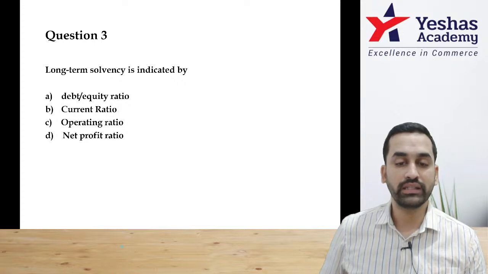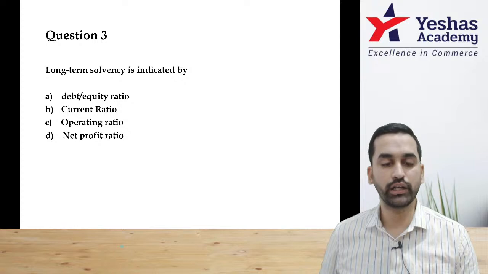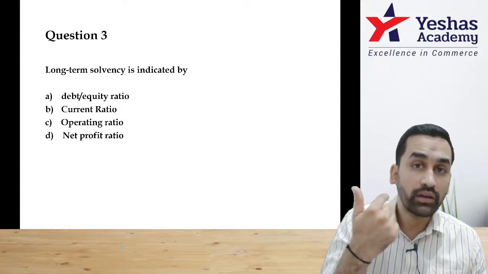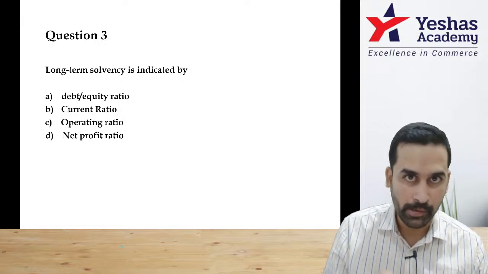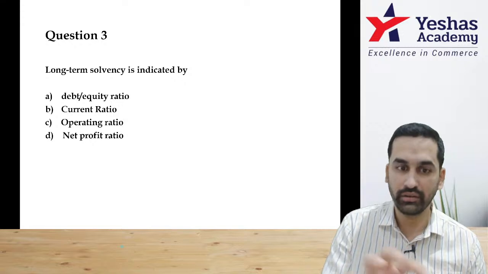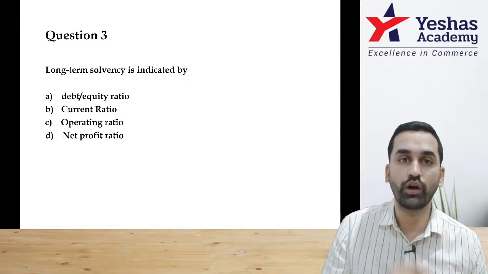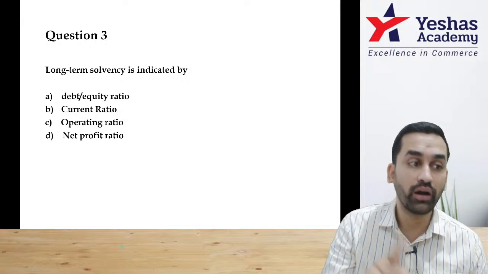Long-term solvency is indicated by dash: debt equity, current ratio, operating ratio, net profit. Go very slow. They say long-term solvency. They are not saying short-term solvency. I'm covering some more explanation in addition to just getting this answer. When I say long-term solvency, I'm talking about the ability to pay off the debt over a longer duration.